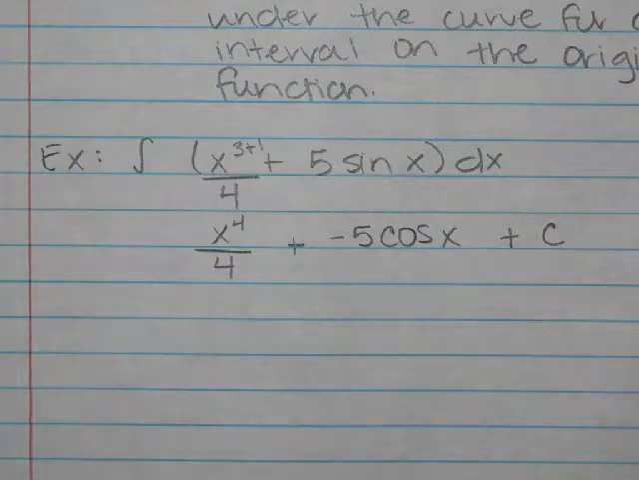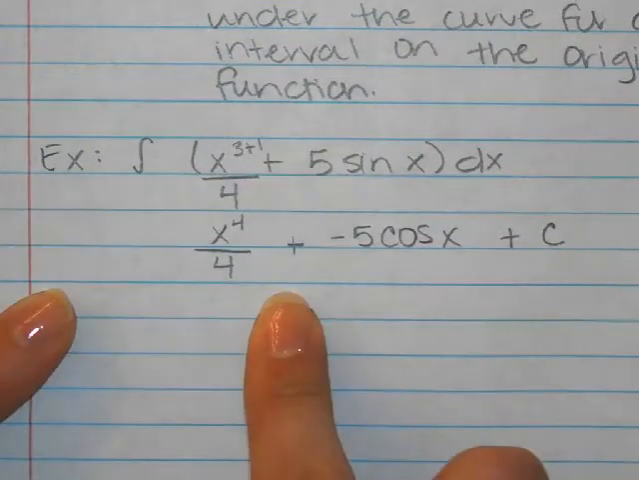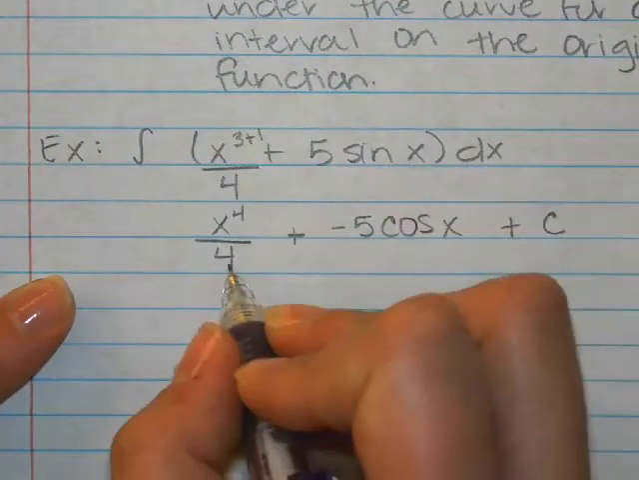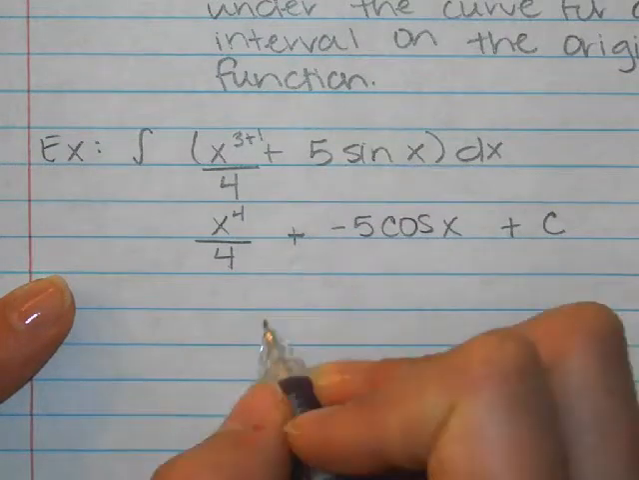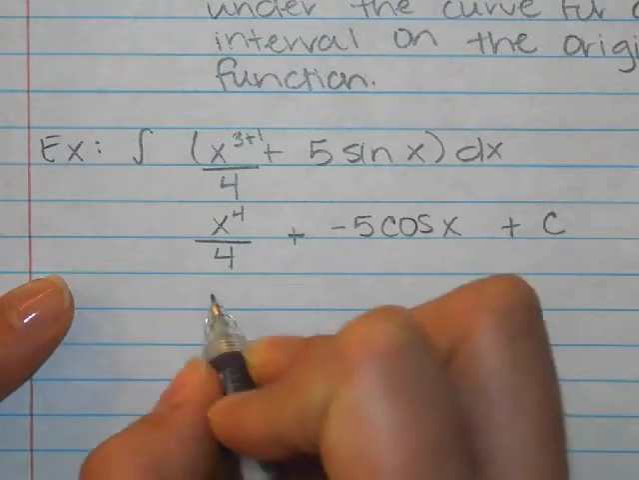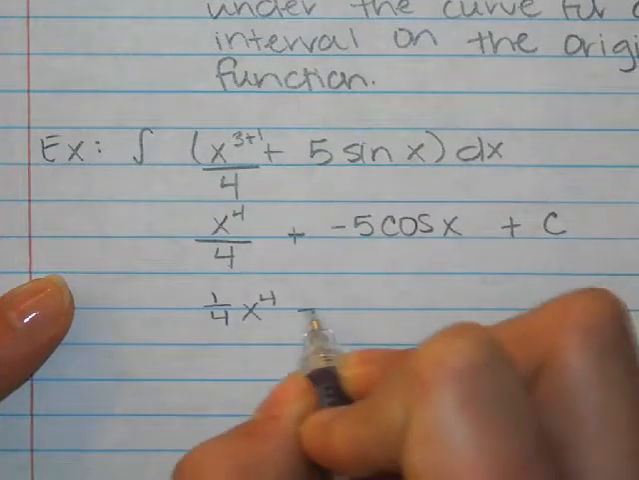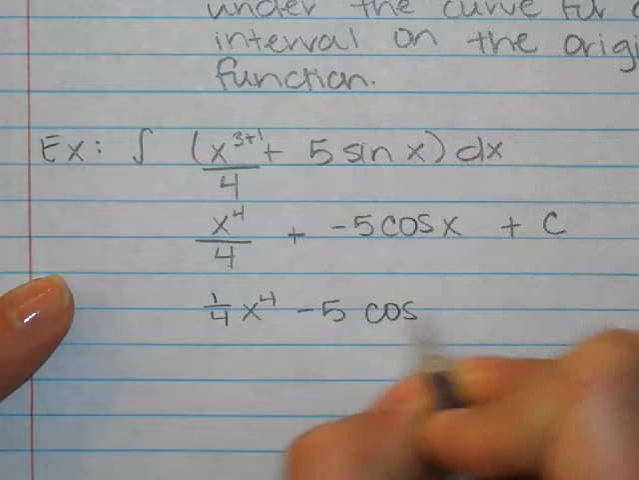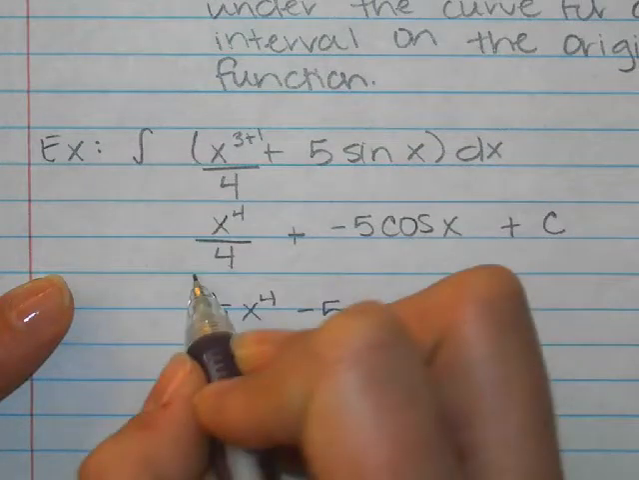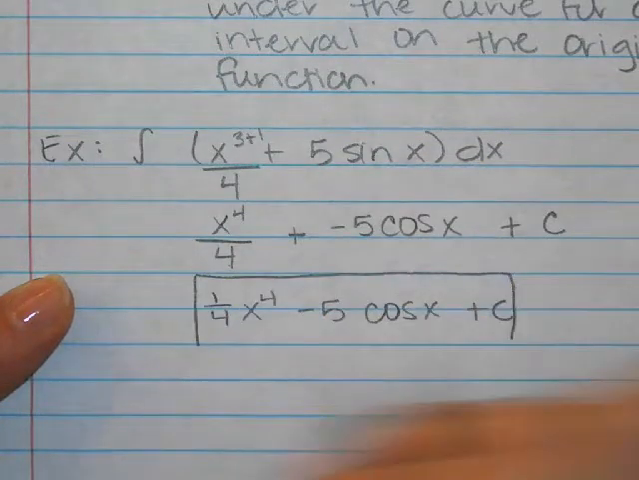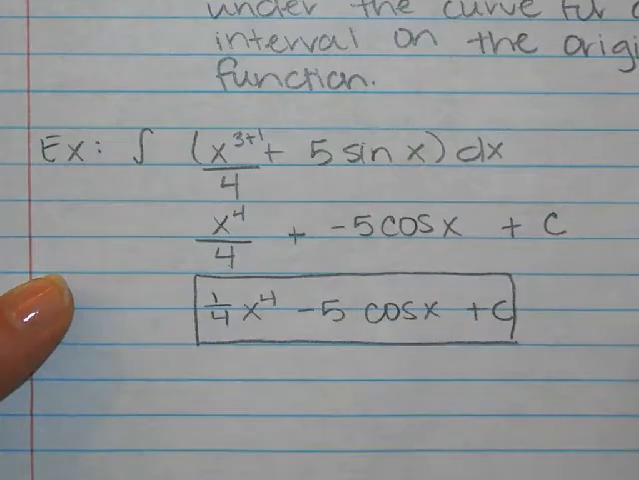All right, so we have this. You can leave it written like that if you want. I like to take the divide by 4 part and write that as a coefficient. So when I do my answers, I typically say 1/4 x to the 4th minus 5 cos x plus c. But if you want to leave it as x to the 4th over 4, that is totally fine.